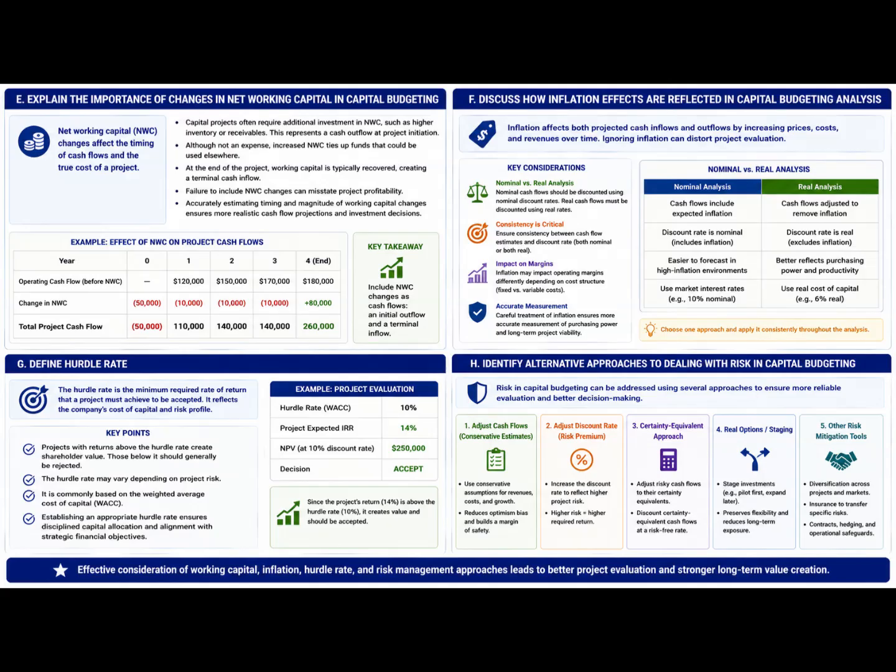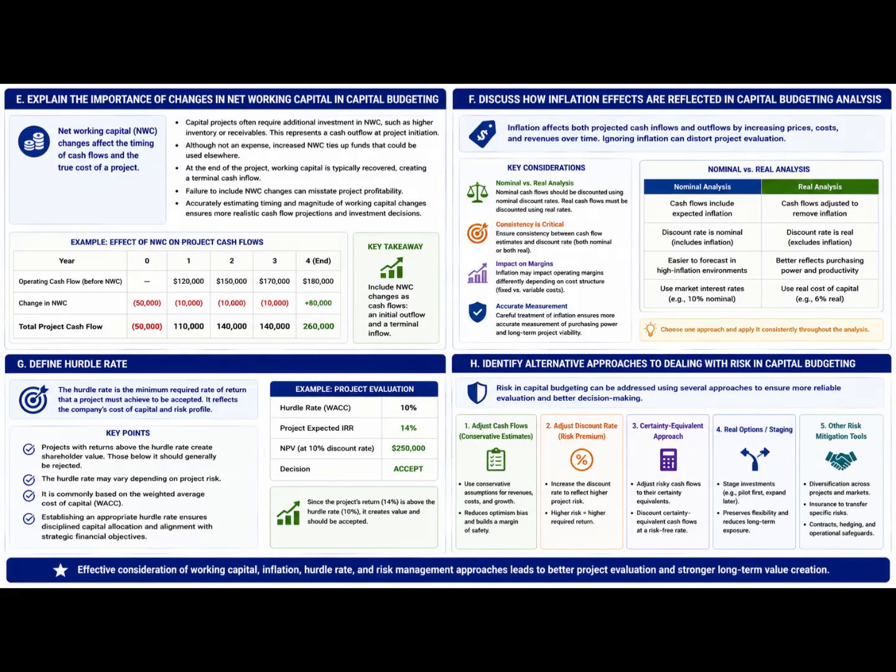Projects with returns above the hurdle rate create shareholder value. Those below it should generally be rejected. The hurdle rate may vary depending on project risk. It is commonly based on the weighted average cost of capital, WACC. Establishing an appropriate hurdle rate ensures disciplined capital allocation and alignment with strategic financial objectives. H. Identify alternative approaches to dealing with risk in capital budgeting.